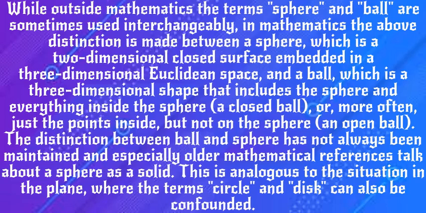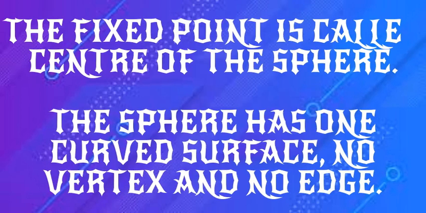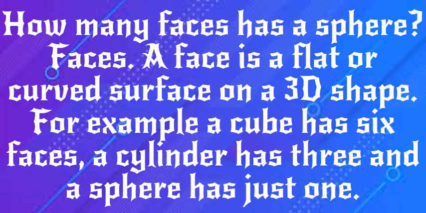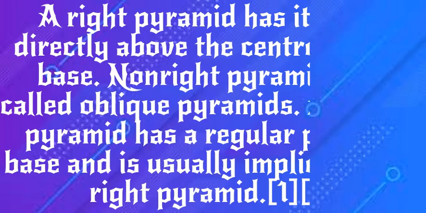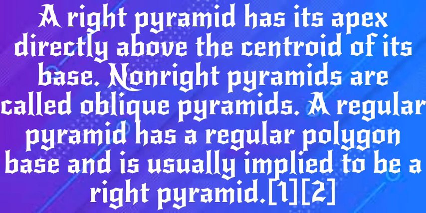The distinction between ball and sphere has not always been maintained, and especially older mathematical references talk about a sphere as a solid. This is analogous to the situation in the plane, where the terms circle and disk can also be confounded. The fixed point is called the center of the sphere. The sphere has one curved surface, no vertex, and no edge. How many faces has a sphere? A face is a flat or curved surface on a 3D shape. For example, a cube has 6 faces, a cylinder has 3 and a sphere has just 1.